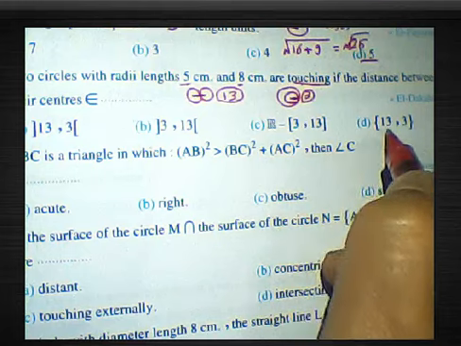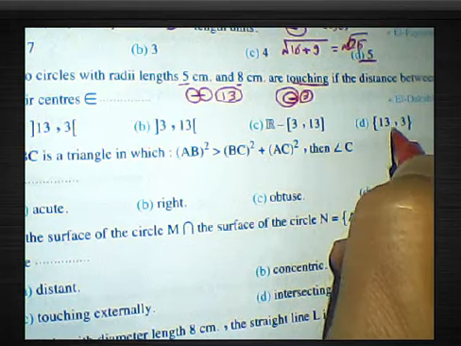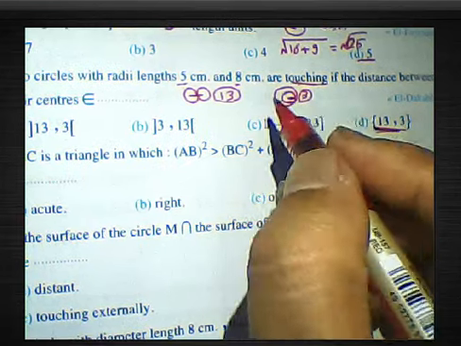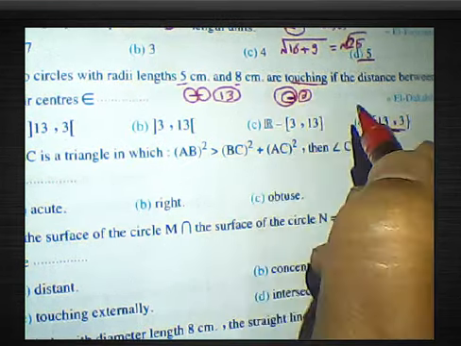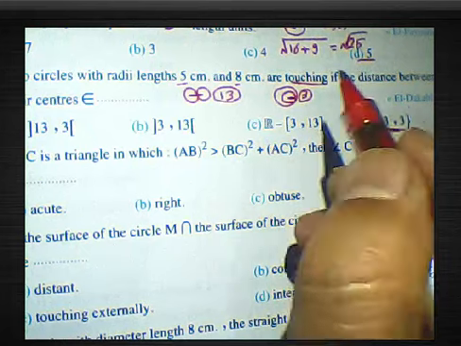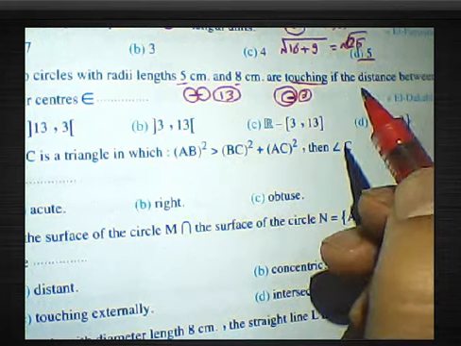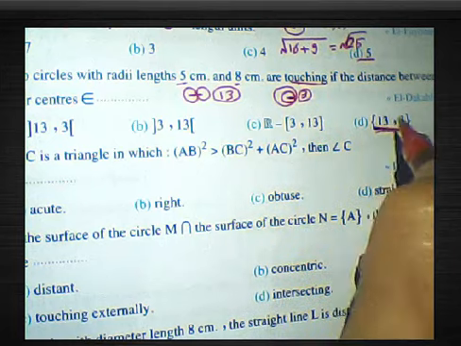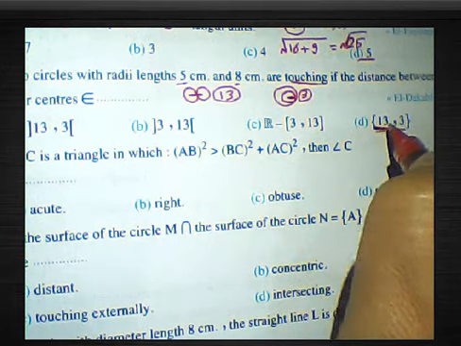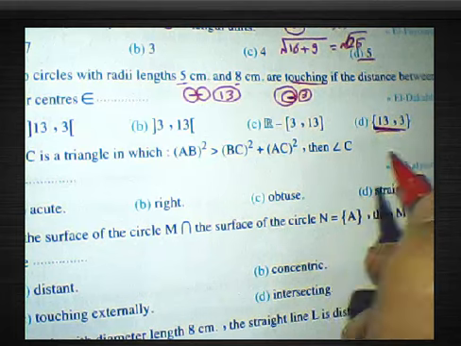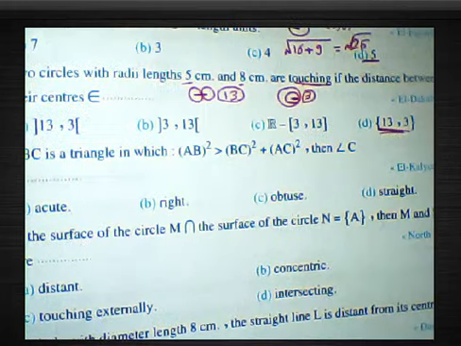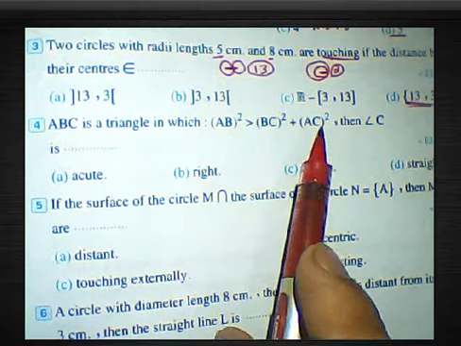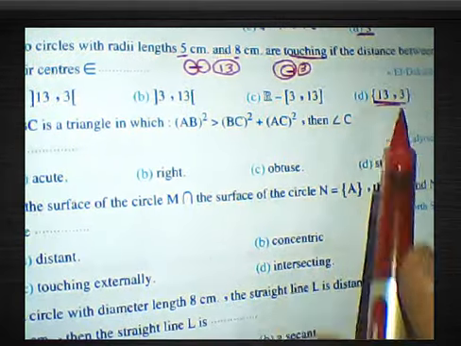So we must choose the brackets here, 13 and 3, because they are touching without specifying internally or externally. He told us touching only. Then the distance between their centers will be 13 and 3 only. Don't use the interval or subtraction, use 13 and 3 only.